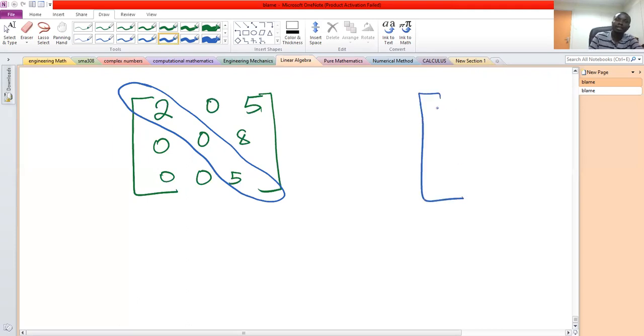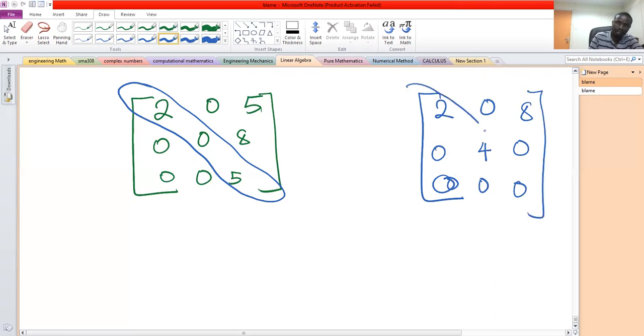Or you can say 2, 0, 8, 0, 4, 0, and even put here 0, 0, 0. Once you write this as your main diagonal, then you see that everything below the main diagonal is 0. So this qualifies to be called an upper triangular matrix.